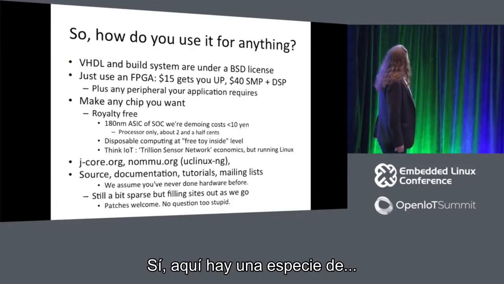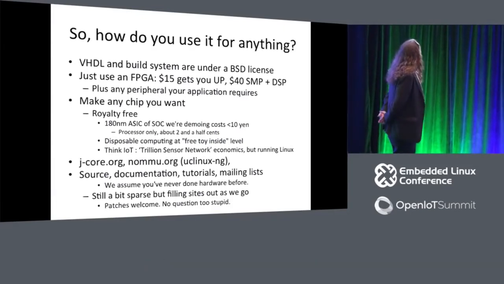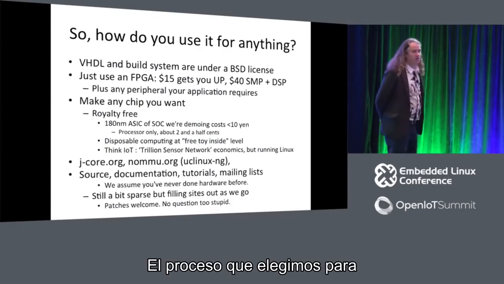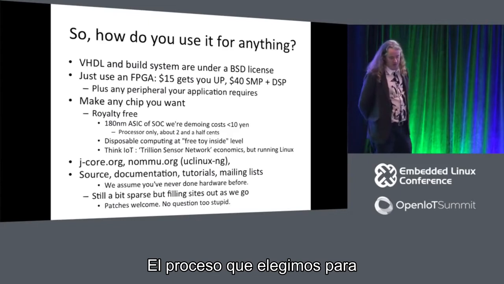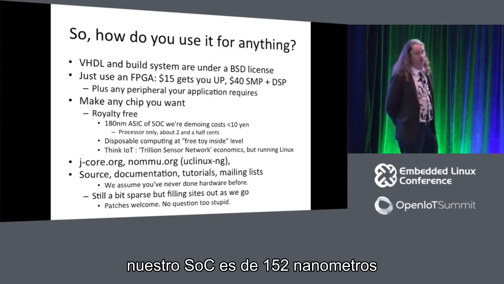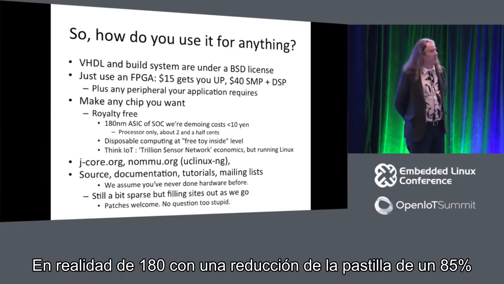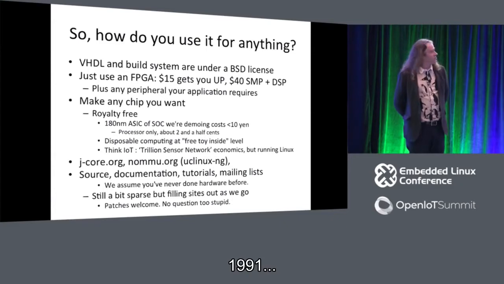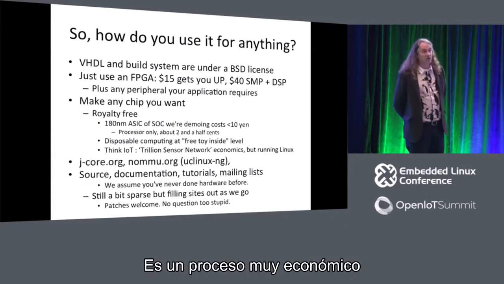So here's sort of, if you will, a rehash of the things that we're talking about. The process node that we chose for our SoC is 152 nanometer. It's actually 180, with a die shrink of 85%. That's a really old process, and it's really cheap. Circa 1991. It's a very, very inexpensive process.